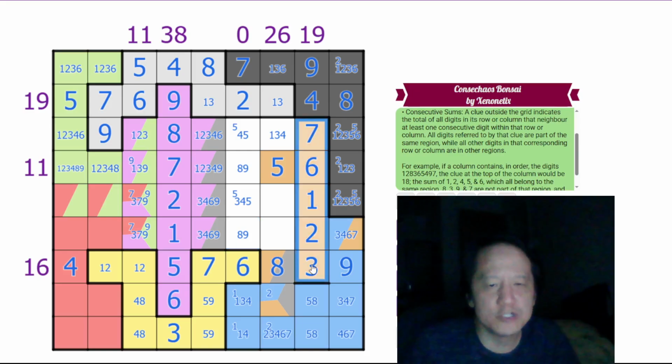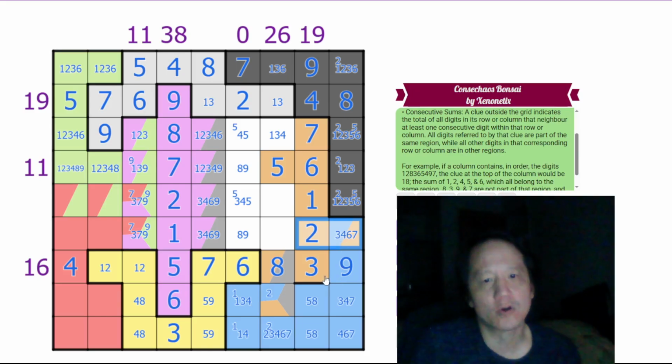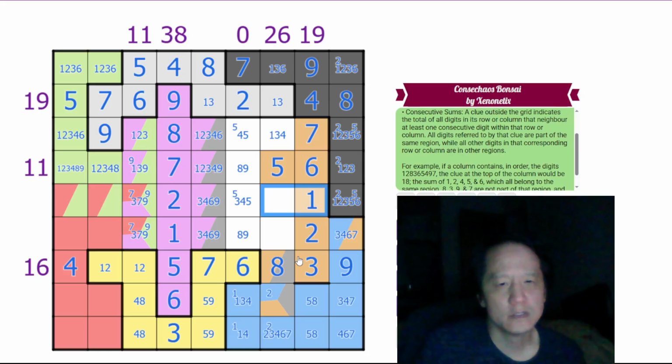This orange region is missing 4, 8, and 9. Okay. If it goes this way, it has a 4. It needs 8 and 9. So if it goes this way, I guess it could be 8. It could be 8 here and then 9 in one of these spots. Hold up.